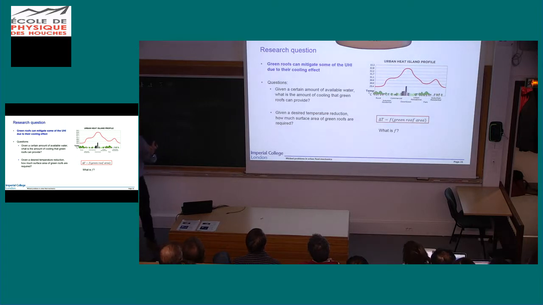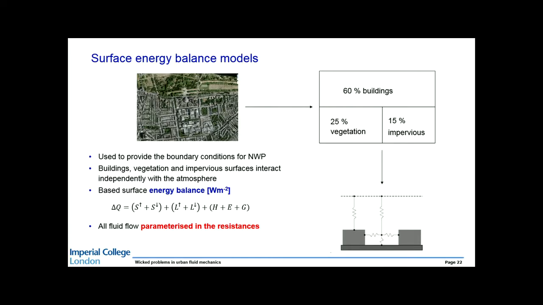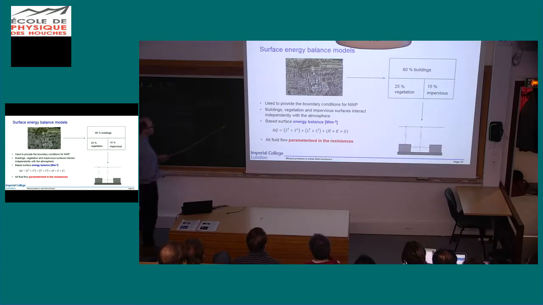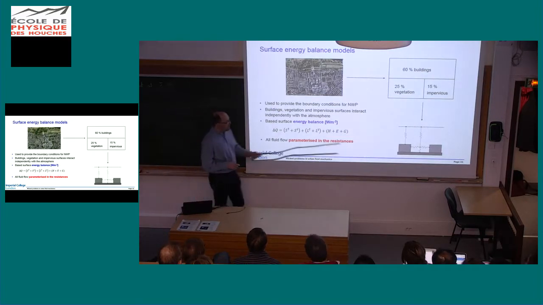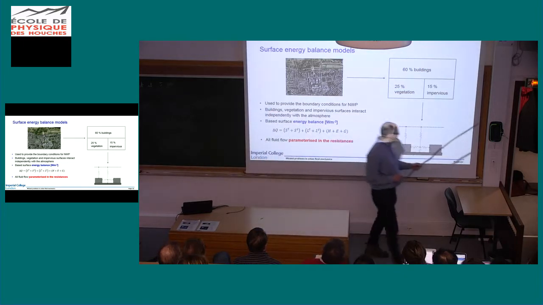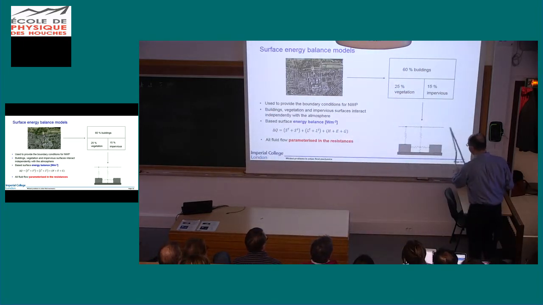Or say I've got a real problem with urban heat island effects. I want to reduce it by 2 degrees. How much water would I need to achieve that? So what we did is that we went for the meteorological model. These are, as I already mentioned, used to provide the boundary condition for numerical weather prediction. So the way it works is that essentially you look at the buildings. This is the atmosphere here.